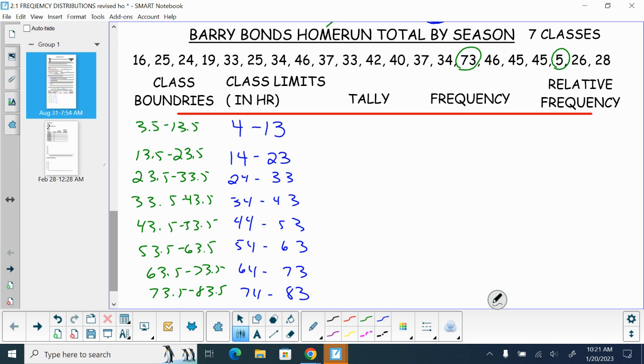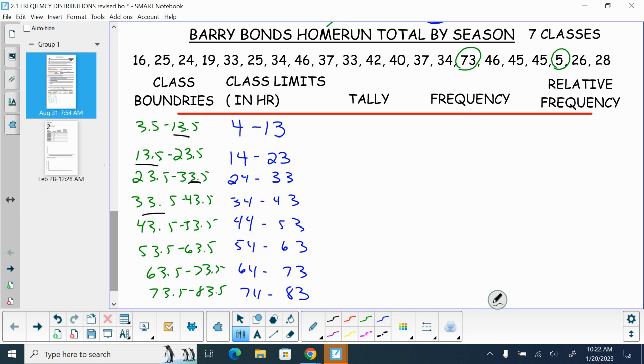Now, if you subtract your two class boundaries, then you get your class width of 10. 13.5 minus 3.5, I get 10. 23.5 minus 13.5, I get 10. Now, if we take a look here at my class boundaries, another confusing part for students is, well, I have to tally with my data values. I got two 13.5s. I got two 33.5s. I got double of everything. What if I have a data value that's 13.5? Which one do I put it into?